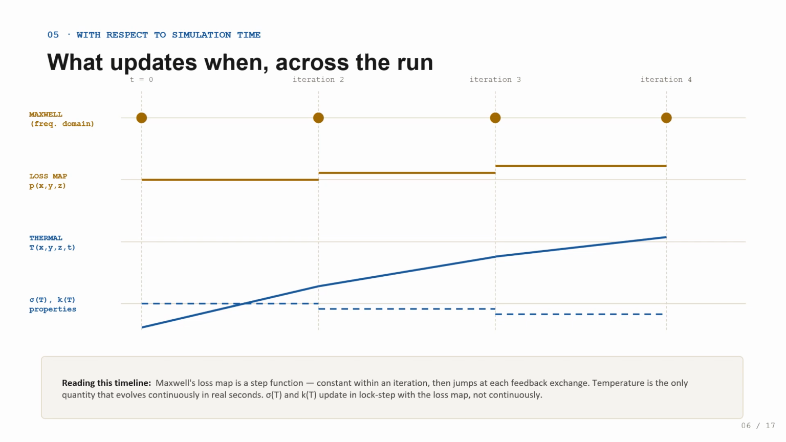So if a student asks me, does the model account for the resistivity of the rod changing continuously as it heats? The honest answer is, not continuously, only at each feedback exchange whose frequency is a setting the analyst chooses. That is a real modeling approximation, and it is one of the reasons, as we will discuss later, that a two-way coupled simulation can still disagree with a bench measurement.